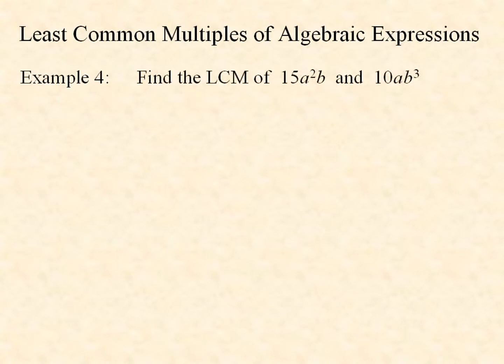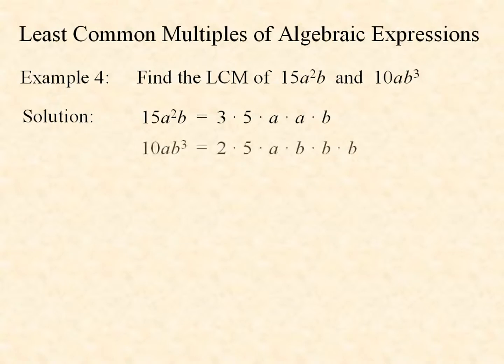Now we consider least common multiples of algebraic expressions, and we will just look at some examples. Example 4. Find the least common multiple of 15a squared b and 10ab to the third. We start as we did before by writing the prime factorization of each of these quantities. 15a squared b in expanded form is 3 times 5 times a times a times b. And 10ab to the third is 2 times 5 times a times 3 b's multiplied.